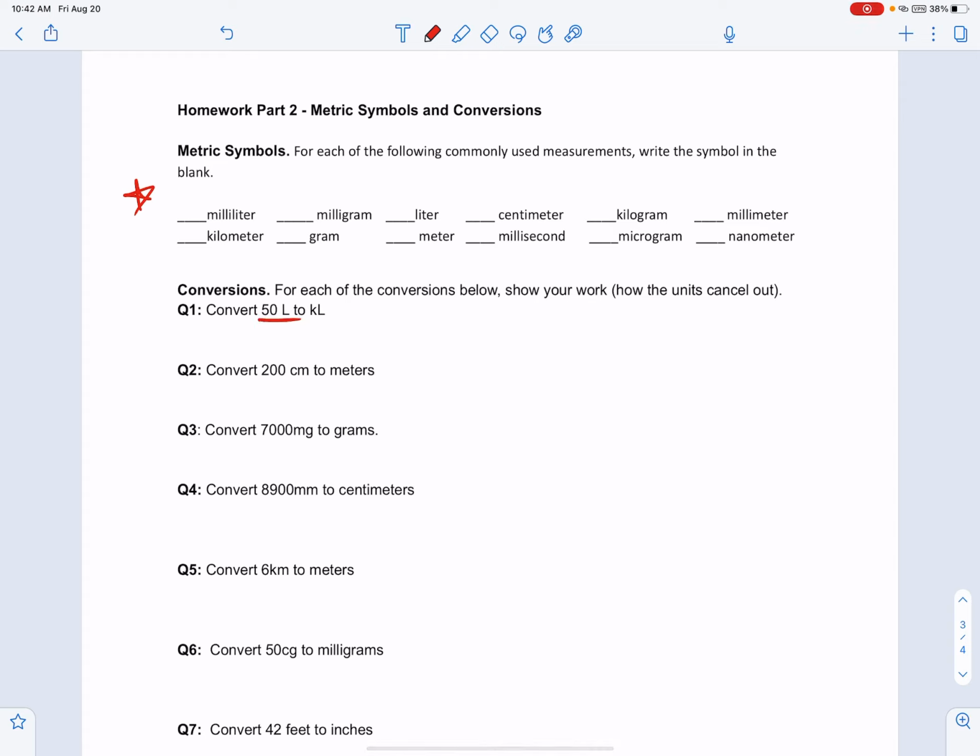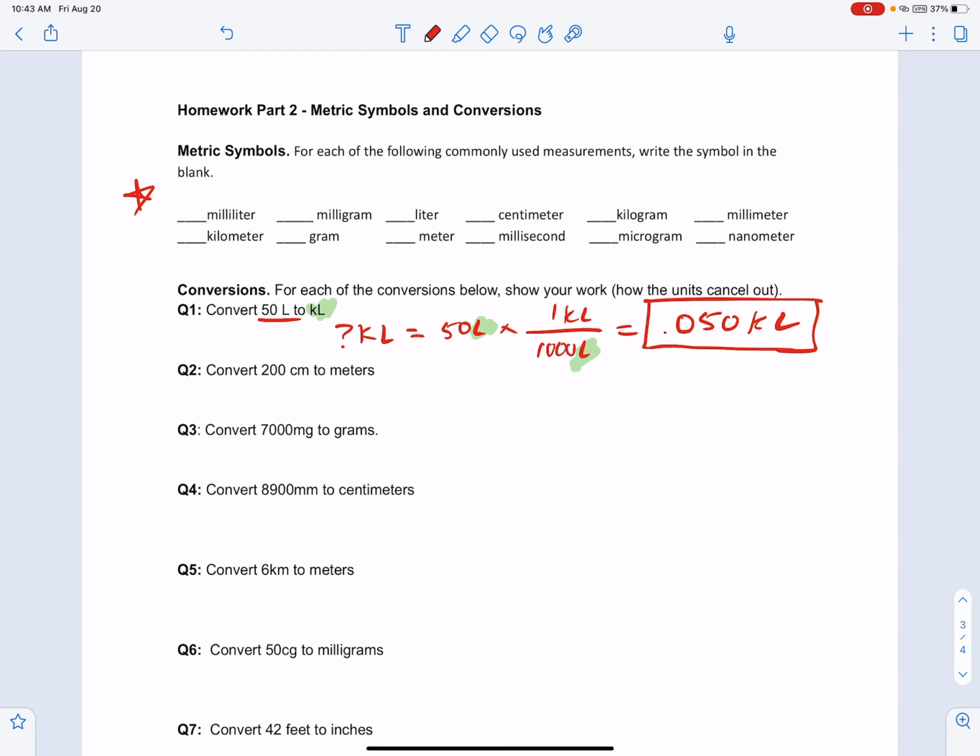All right, so we want to convert 50 liters to kiloliters. Step 1 for all of these problems is to write out what you want to know, which is kiloliters. Then we write out what we do know, 50 liters. Then we write our conversion factor. Kilo means 1,000, so for every 1 kiloliter there are 1,000 liters. We see that our liters cancel, and we get 50 divided by 1,000, 0.050 kiloliters.